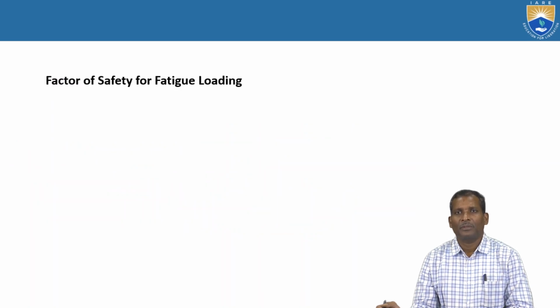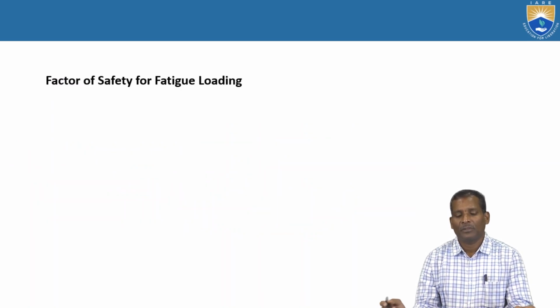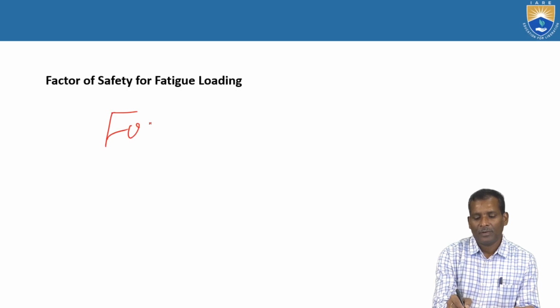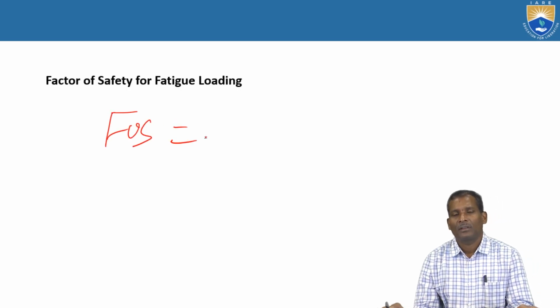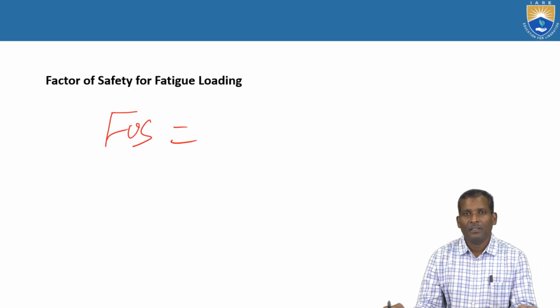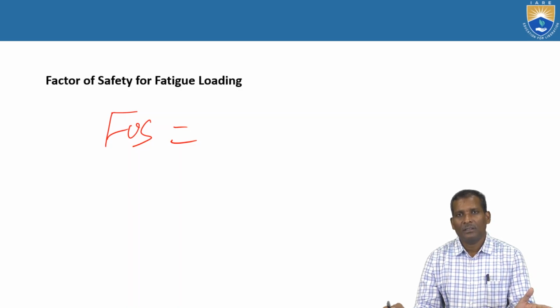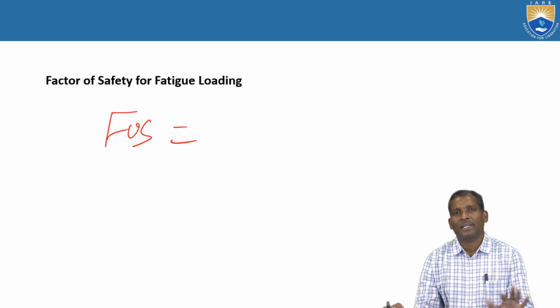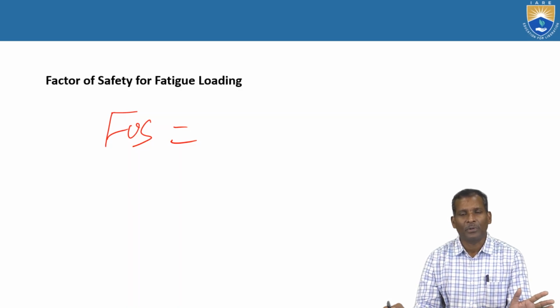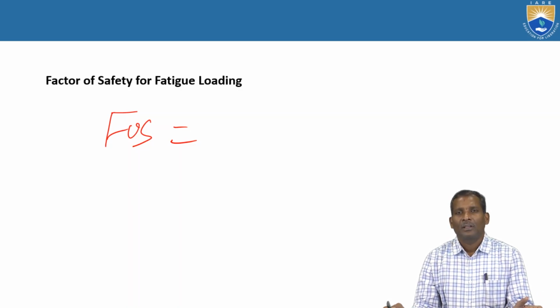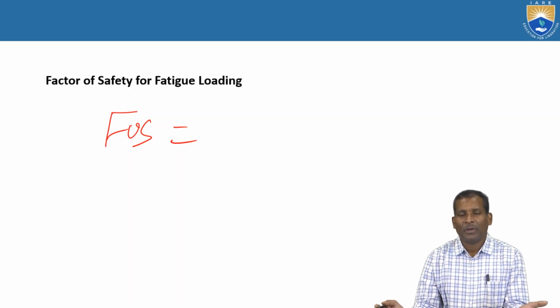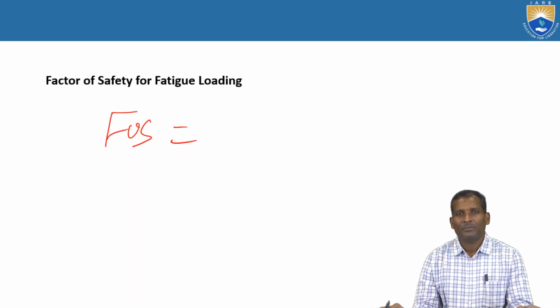Just a factor of safety for fatigue loading. So what is the factor of safety for fatigue loading? The factor of safety is the ratio of ultimate stress to design stress or working stress. The normal factor of safety you already know. So why should you take a factor of safety? To avoid failures, always for safe design.